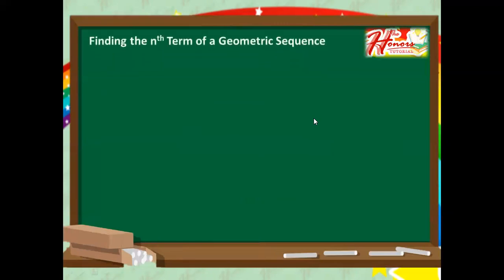Let's continue our discussion. This is about finding the end term of a geometric sequence. So we have here the 12th term of 40, 20, 10, and 5, the geometric sequence that we have here. So this is our solution.